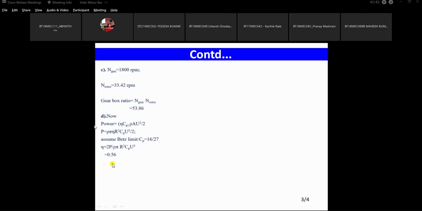This formula is important for power calculation in a wind turbine. And A is the swept area. For a horizontal axis wind turbine, swept area is pi r square.